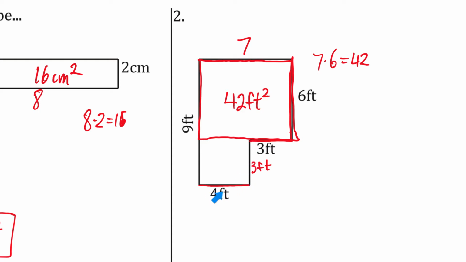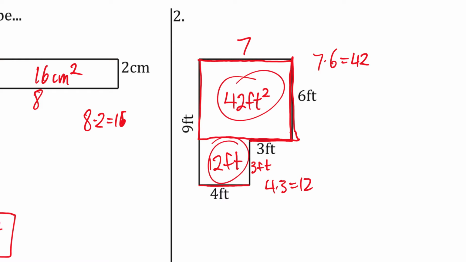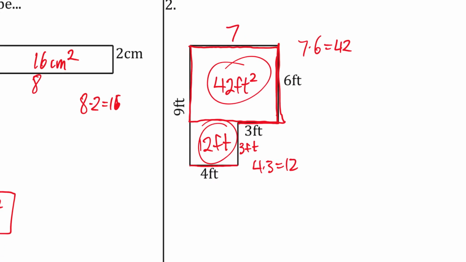So anyways, length times width, 4 times 3 gives us what for the area here? 4 times 3 is 12. So this has an area of 12 square feet. So now I'm just going to add these two up to get the total, which is going to be what? This is going to be 54 square feet.